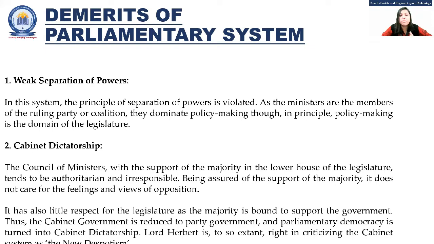Ministers can be members of the ruling party, and sometimes dominating policy making can also come from them. Rajya Sabha and Lok Sabha members can also be different from the ruling parties. So sometimes there will be a weak separation of powers.